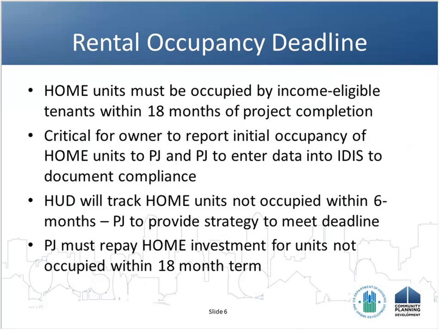So keep in mind, under the current HOME rule, we also have a requirement about getting these HOME-assisted units in service and having income-eligible tenants in place. So if you are a property manager with a new HOME project, just know that the PJ has a requirement from HOME that they must make sure that the HOME units have been occupied by income-eligible tenants within 18 months of that project completion.